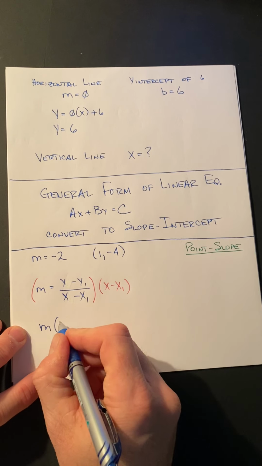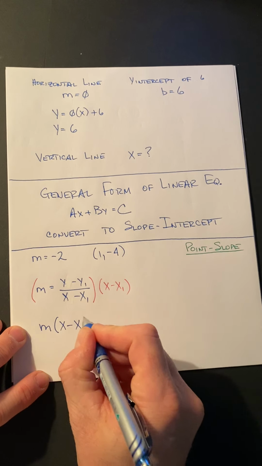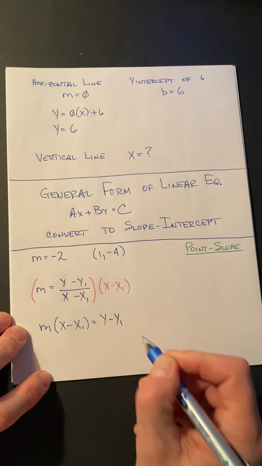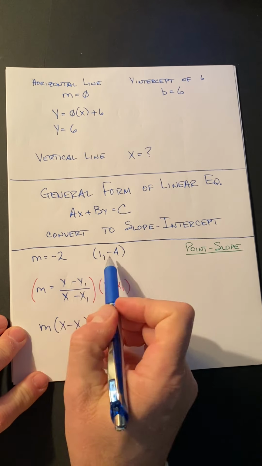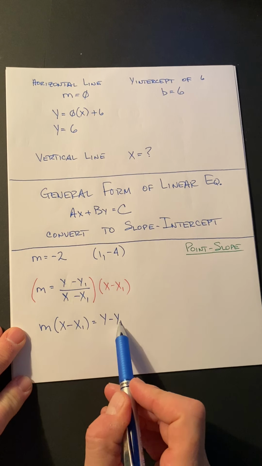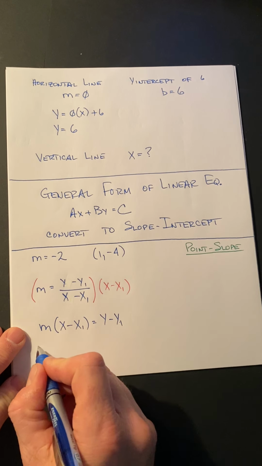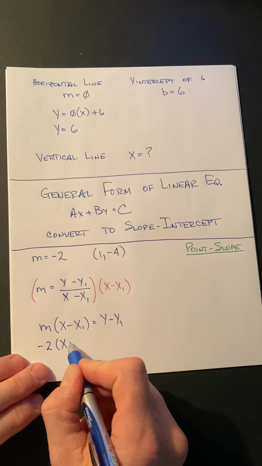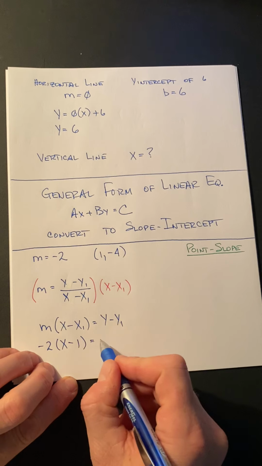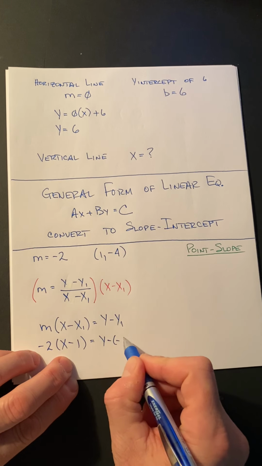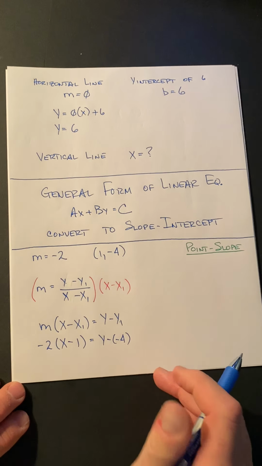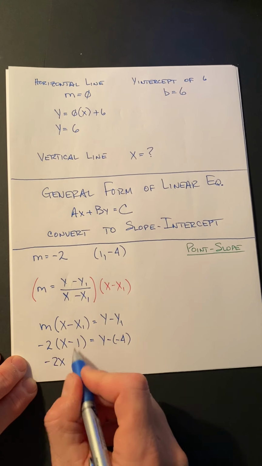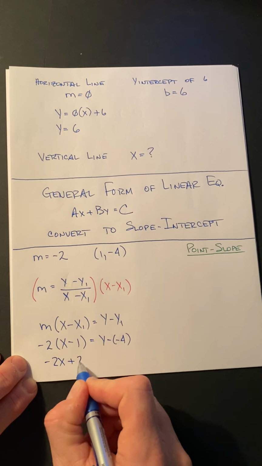So here I have m(x − x1) = y − y1. Now I can put in my values, because all I need here is one point and the slope. So I have −2 times (x − 1) is equal to y minus this −4. So I'm going to distribute. Minus 2x, this is going to be plus 2.